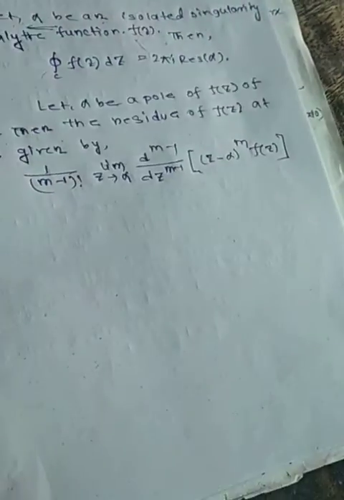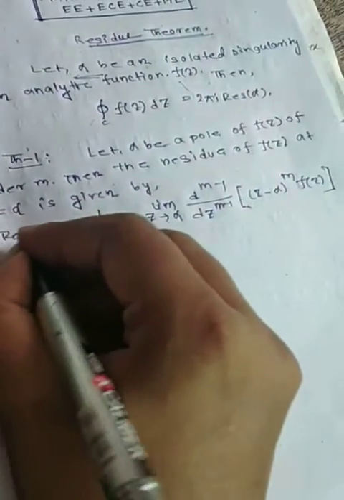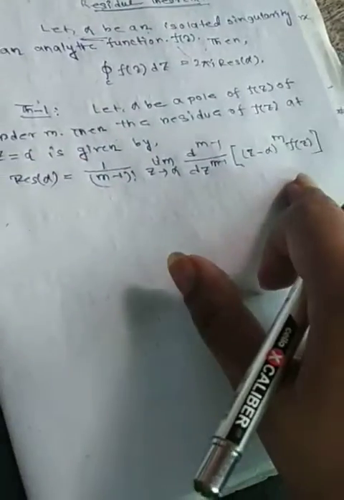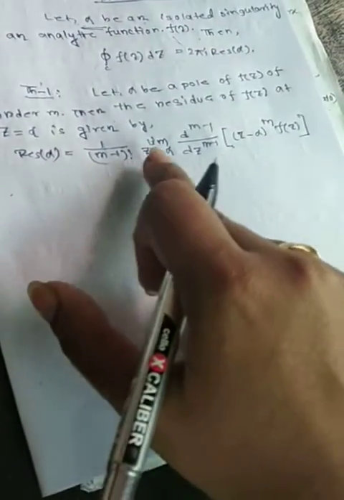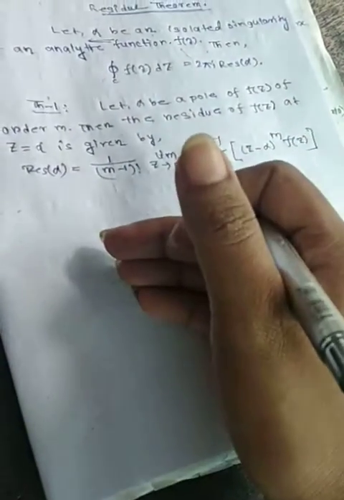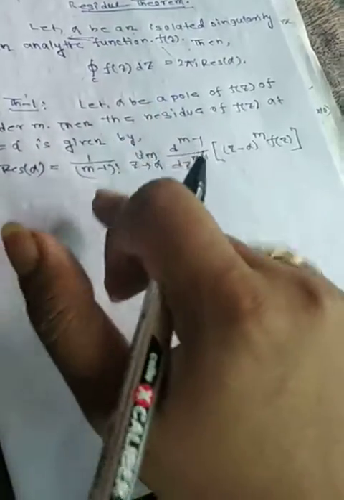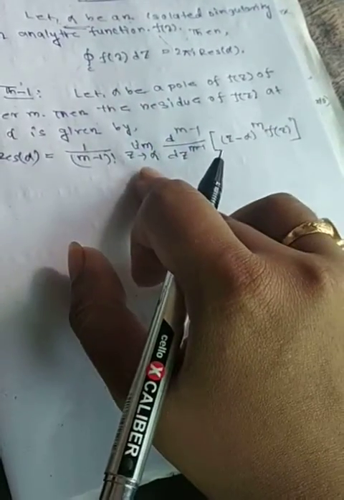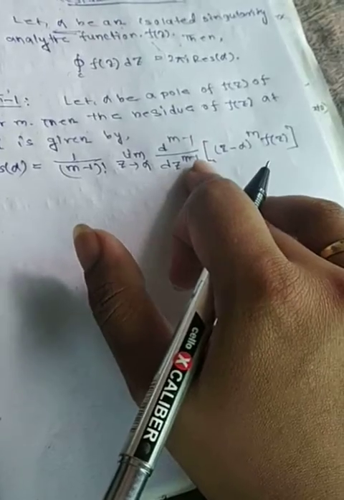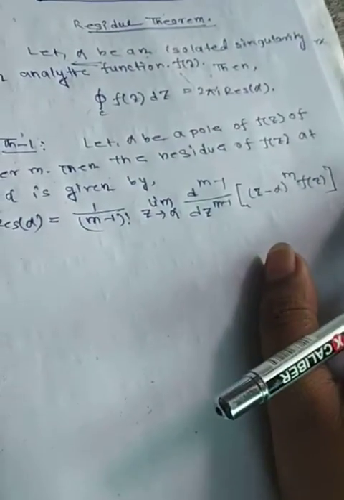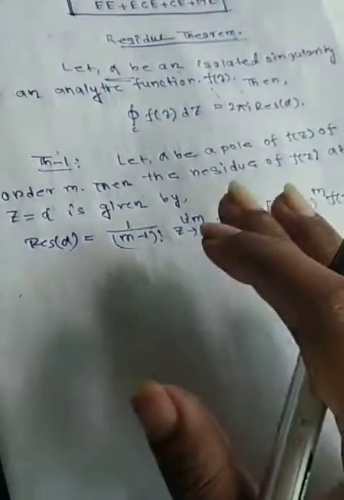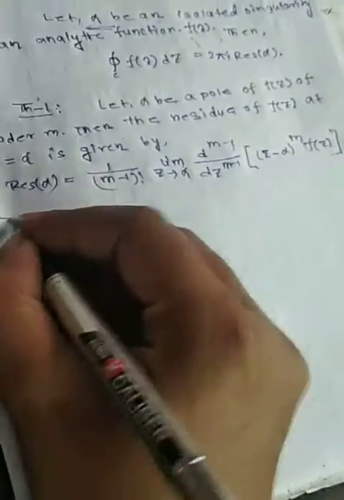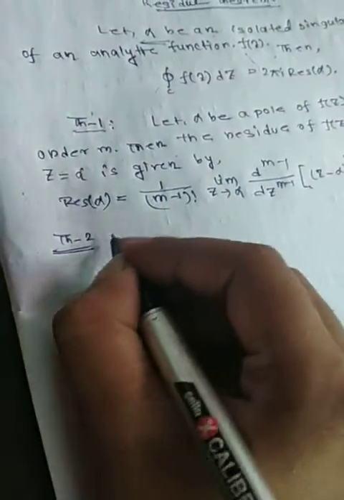This is the formula for the residue at alpha. This is 1 by (m minus 1) factorial. M is the order of the pole, and alpha is the pole. Limit z tends to alpha, d to the power m minus 1 by dz to the power m minus 1, of (z minus alpha) to the power m and f(z). F(z) is our function. This is our theorem 1.